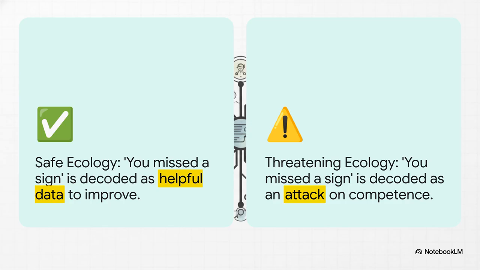And this slide shows you exactly what that looks like. Take this simple phrase, "You missed a key sign." In a safe, supportive practice ecology, the student hears that and thinks, oh, okay, helpful data. I can use that to improve my process. It's about the work, not about them. But in a threatening, high-judgment environment, those exact same words are heard as, you're incompetent, you're not good enough. It's a personal attack. The signal is totally drowned out by the noise of fear.